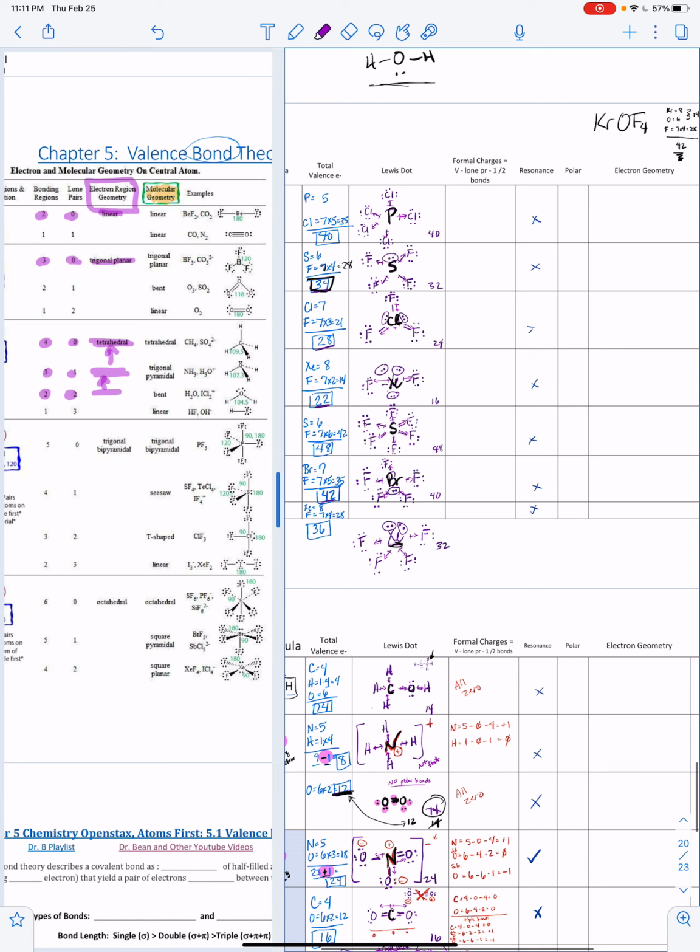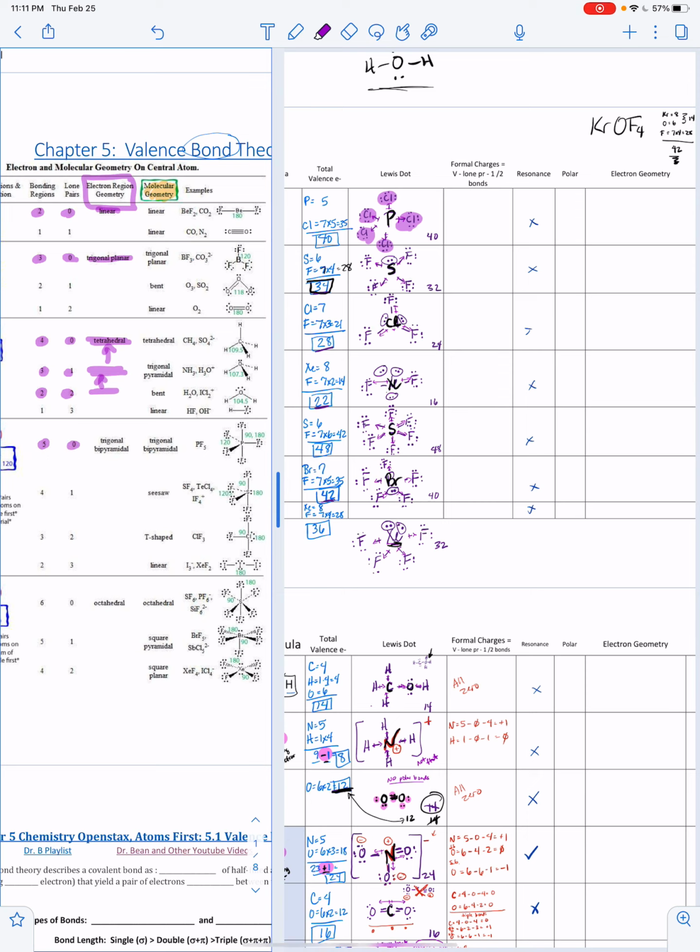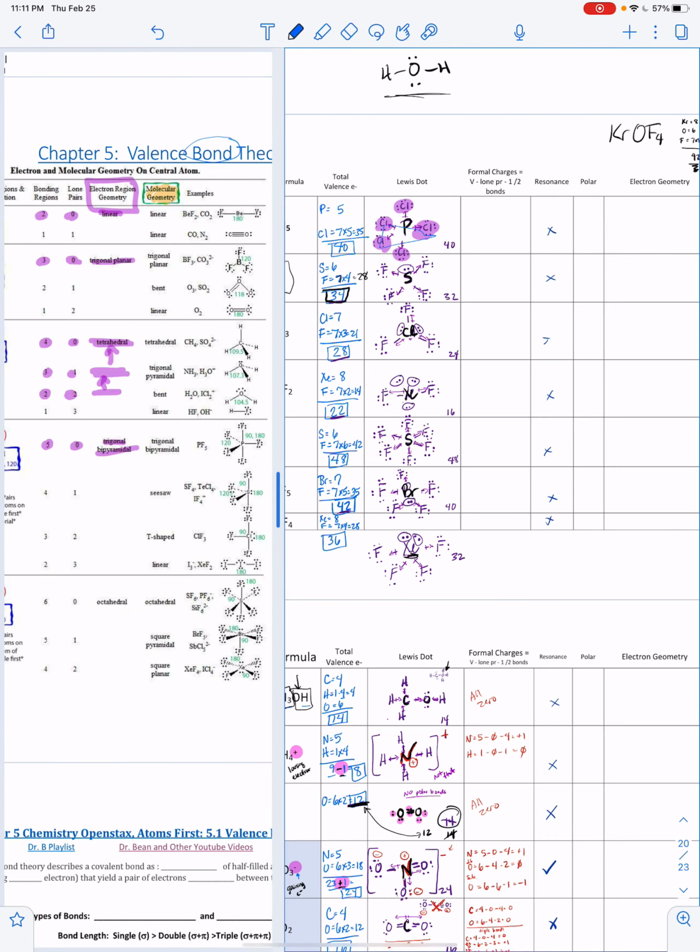Now we have 1, 2, 3, 4, 5 regions, and 0 lone pairs. Trigonal bipyramidal. And that ends up looking like this, like a triangle here. That's how that ends up looking.